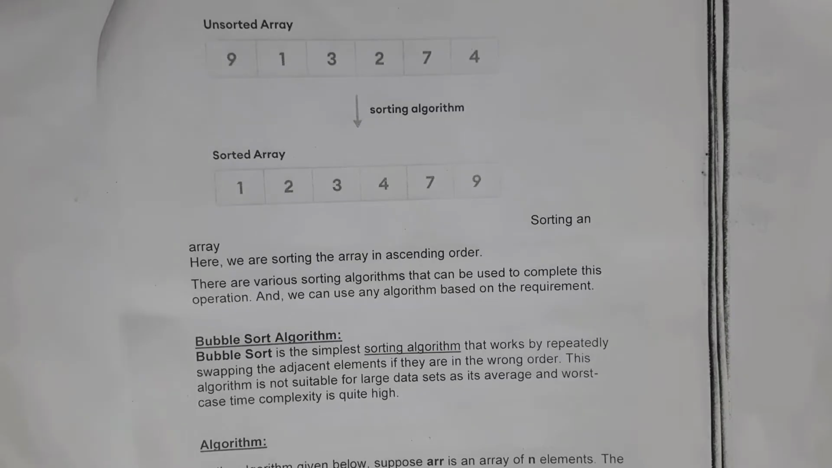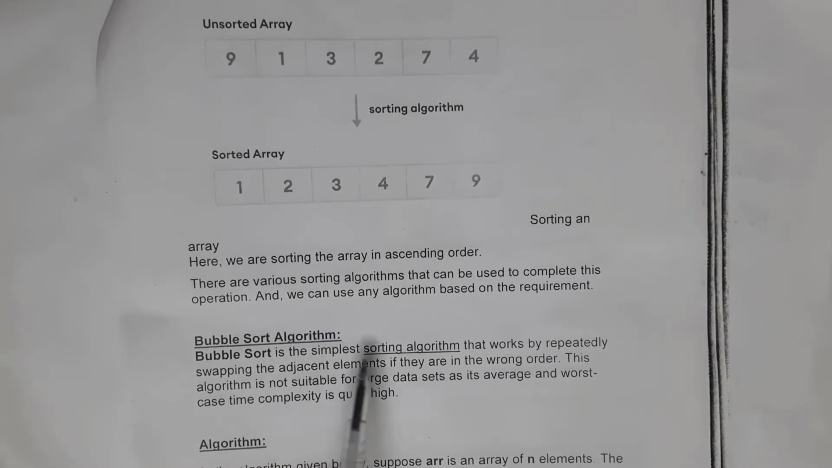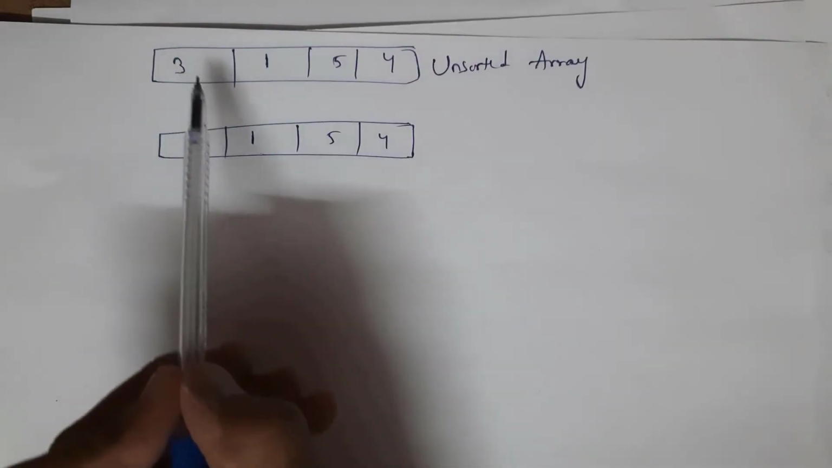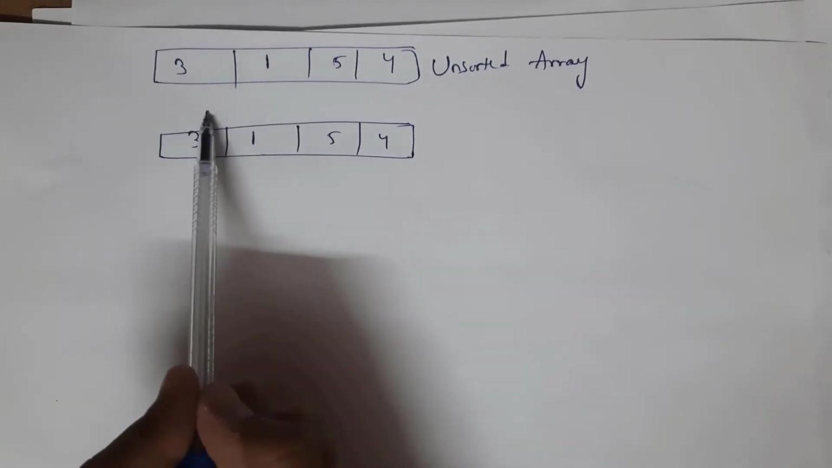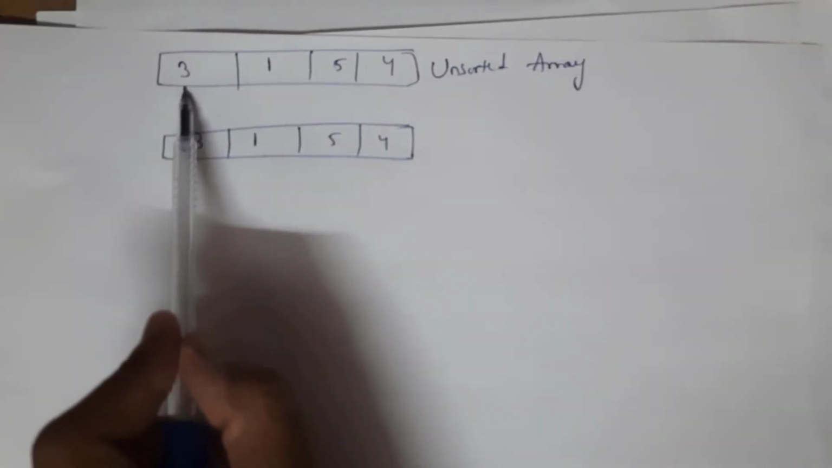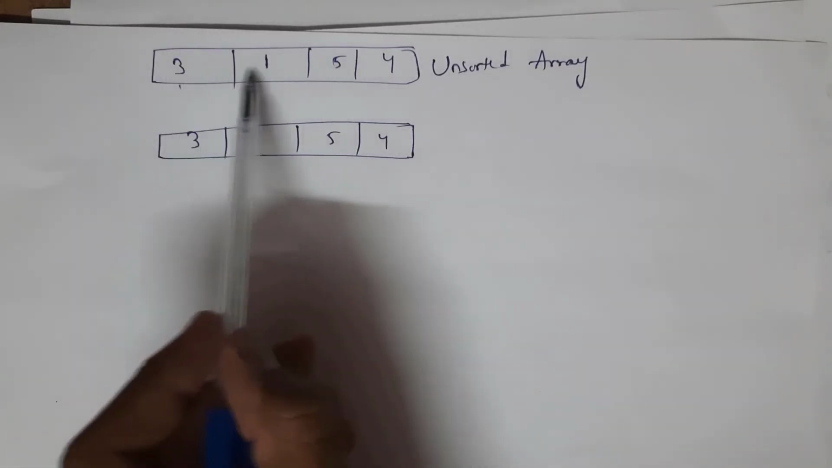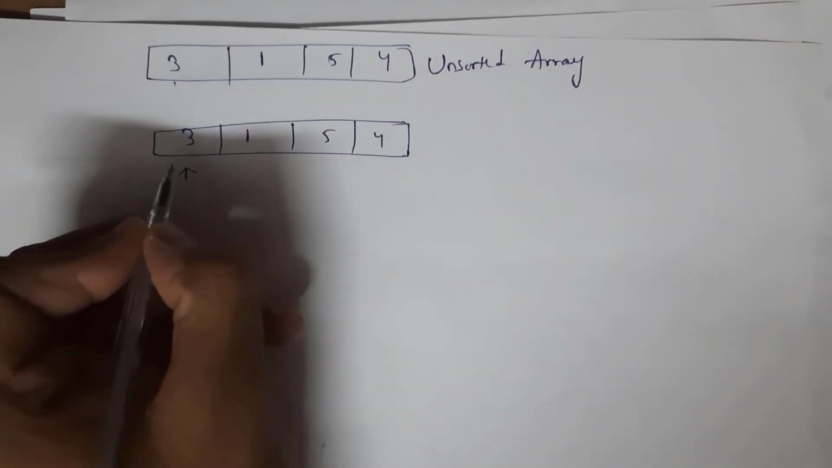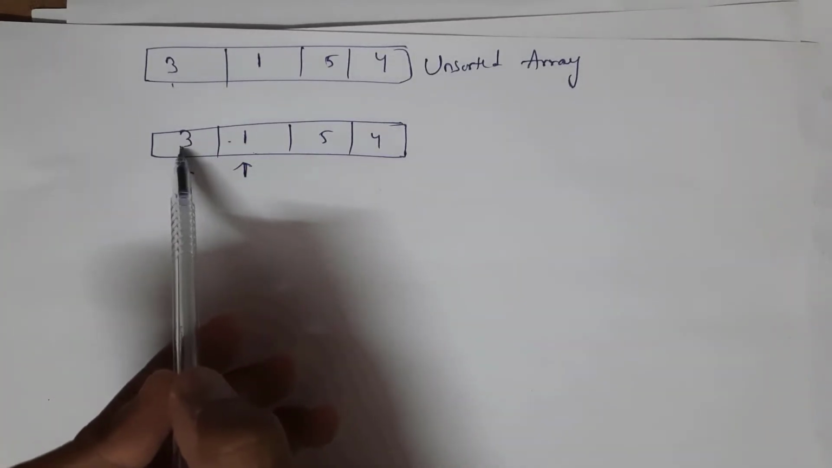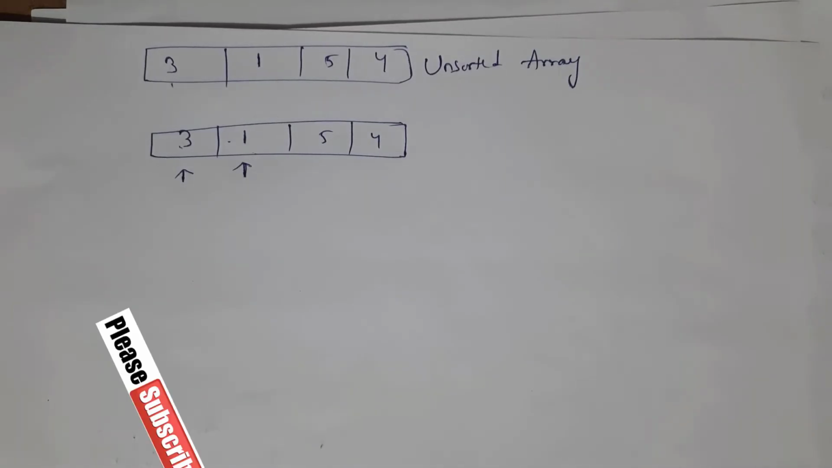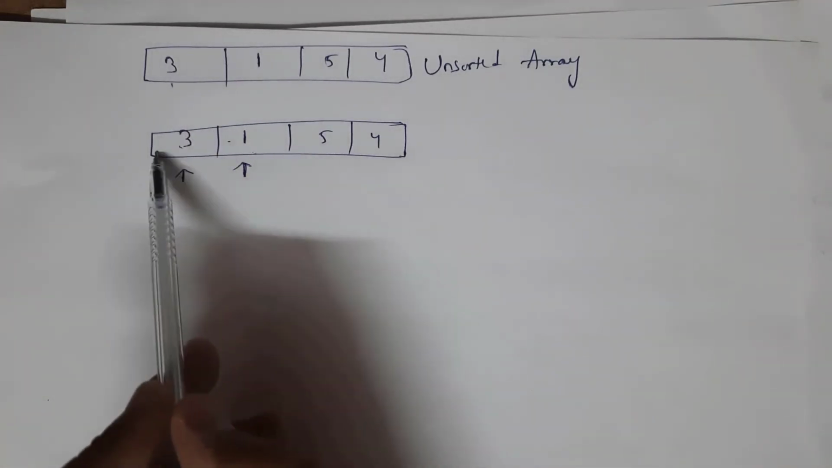Now I will explain what the bubble sort algorithm is. Bubble sort is the simplest sorting algorithm that works by repeatedly swapping the adjacent elements if they are in the wrong order. I will give one example. Here this is an unsorted array where elements are not arranged in proper order. Now we need to sort this array by using bubble sort. We must start from the first position and keep checking whether elements are in proper order or not. The first element is 3 and the next element is 1. Both are not in proper order, because 1 must be first and after 1 there should be 3. The definition of bubble sort is we need to swap adjacent elements if they are in the wrong order.